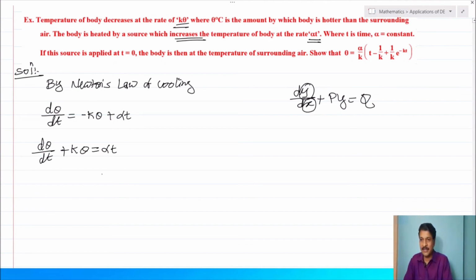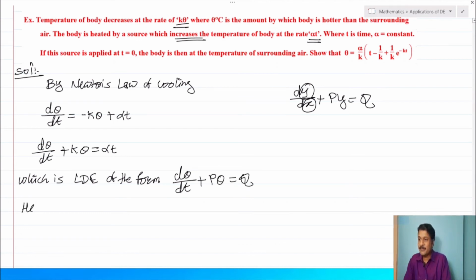So you can compare, which is a linear differential equation of the form dθ/dt + p θ = q. It is a linear differential equation, so we should know how to solve linear differential equations. If we compare, I am getting p = k and q = αt.